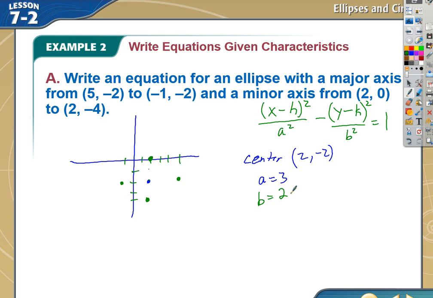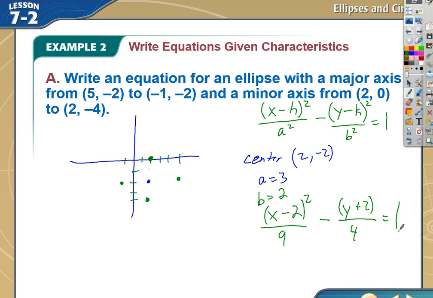So (x minus 2) squared all over a squared. Well, a is 3. That means a squared is 9. Plus (y minus k). So here's the k. So it's -2. So it'll be y plus 2, all over b squared. B is 2. That's 4. Equals 1. There's my equation. Not too difficult.